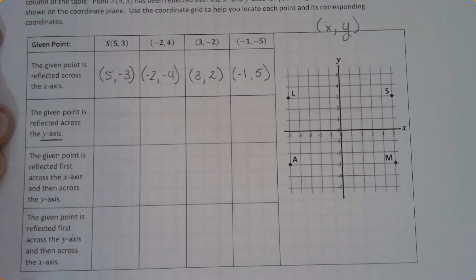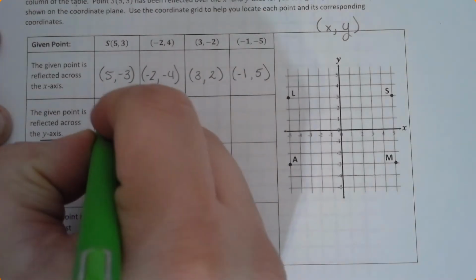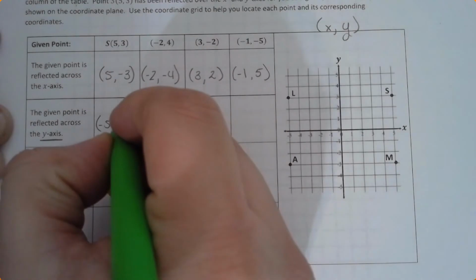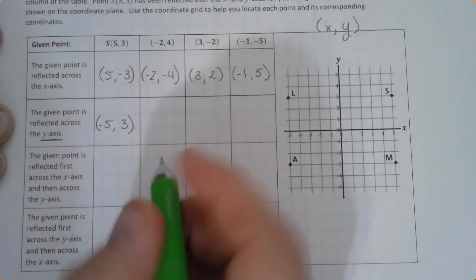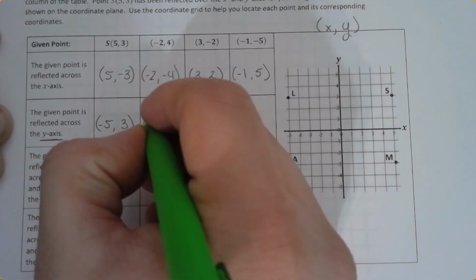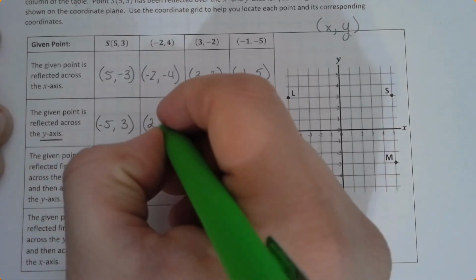Okay? So now we've got an x value that's opposite. So the opposite of a positive 5 is going to be a negative 5. There is no opposite of the y value. That remains the same. All right? The opposite of a negative 2 is going to be a positive 2. And the y value will remain the same at a positive 4.